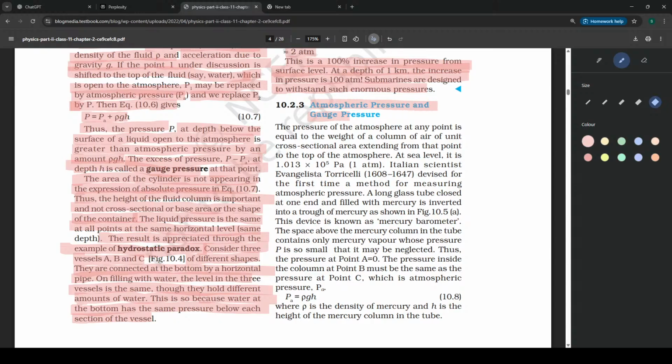Atmospheric pressure and gauge pressure. The pressure of the atmosphere at any point is equal to the weight of a column of air of unit cross-sectional area extending from that point to the top of the atmosphere.